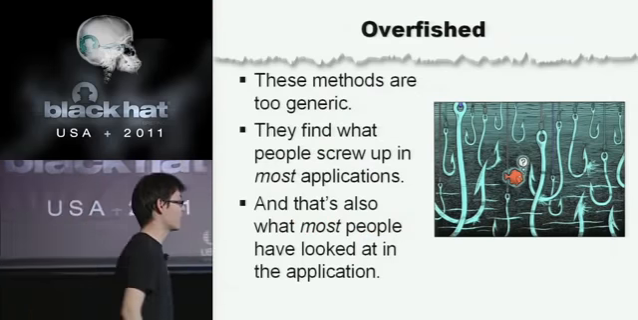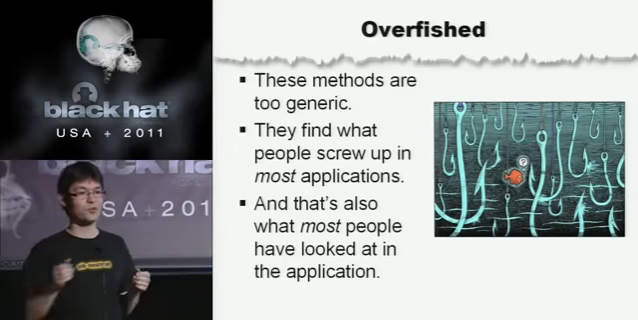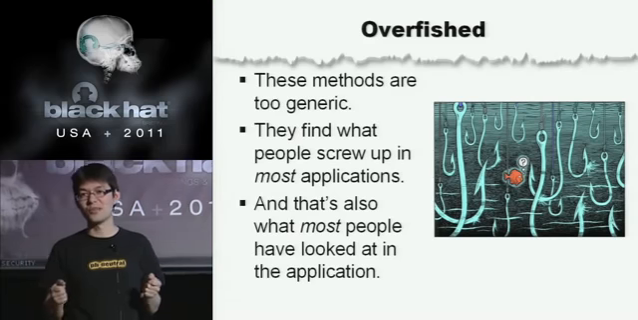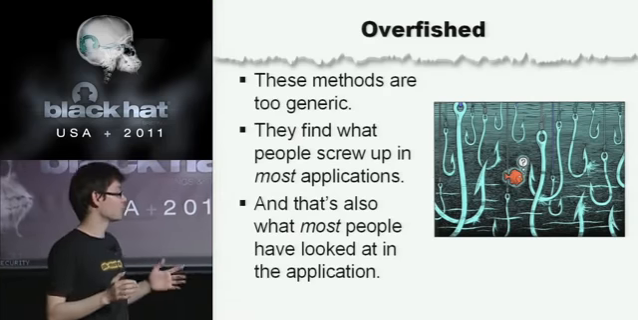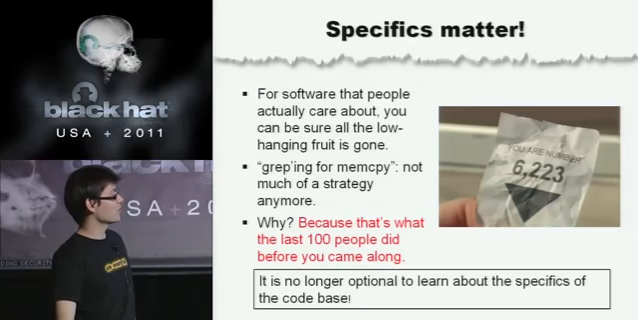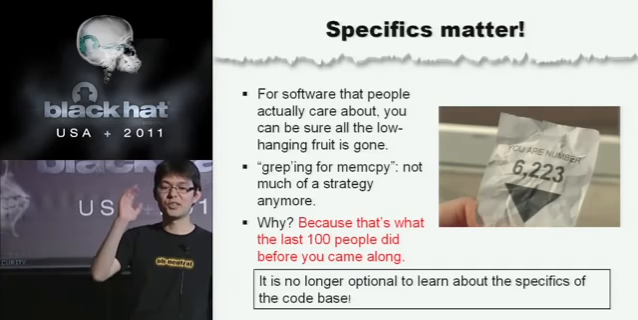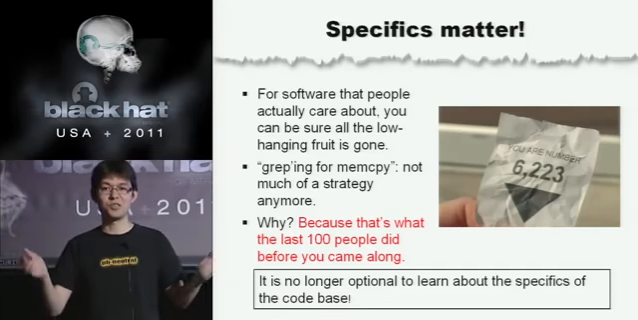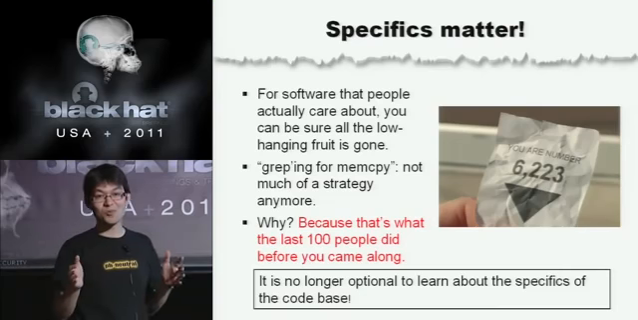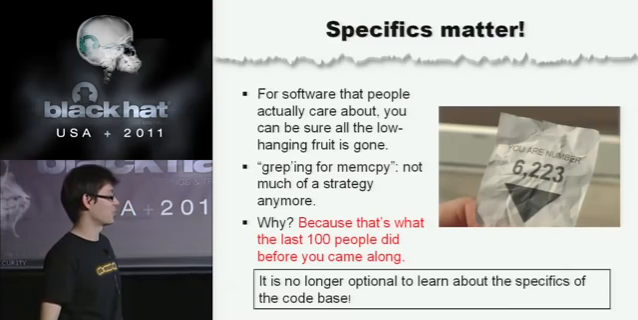But there is a problem about this. This is just all totally overfished. See, if you're going to look at the things that go wrong everywhere, then that's probably also the stuff that pretty much everybody has looked into. So that basically means it's no longer optimal in a code base that people actually care about to just take this approach and say, well, it's all the same. You need to really study the specifics of the code base. Grepping for memcpy is not that much of a strategy anymore for code that people actually care about.